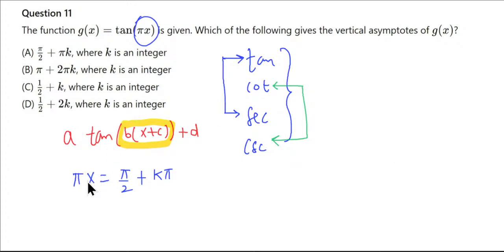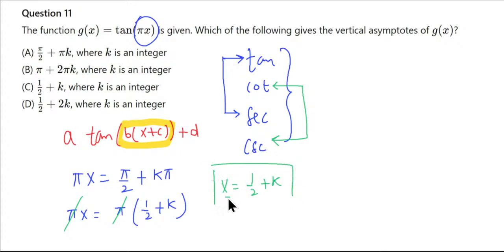So, I can do one step for you so that you understand this. I'm going to take pi out as a common factor. So this will be 1 over 2 plus k. Now, I think it will make sense that if I cross these pi's out, I have my answer, right? x is equal to 1 over 2 plus k. That should be the final answer. And yes, fortunately, this is in the options. So the correct choice is option C.